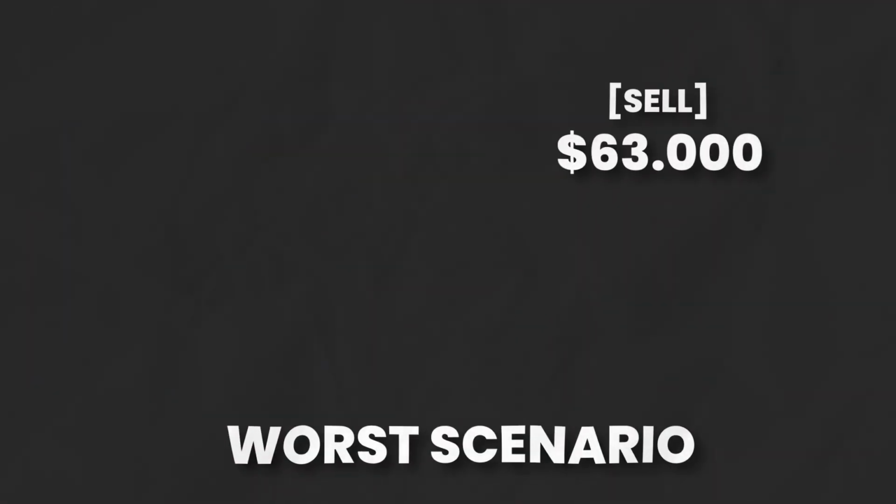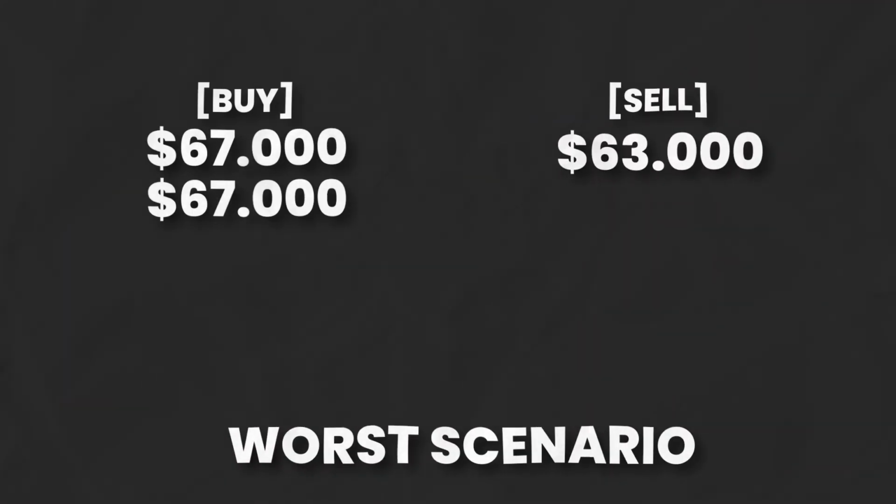Well, the worst case scenario is that Bitcoin does not rally and does not fall a lot. We have sold a call at 63,000 and we have 2 calls bought at 67,000. So the worst case scenario is that Bitcoin stays below that 67,000. That's going to be the worst case scenario for you.